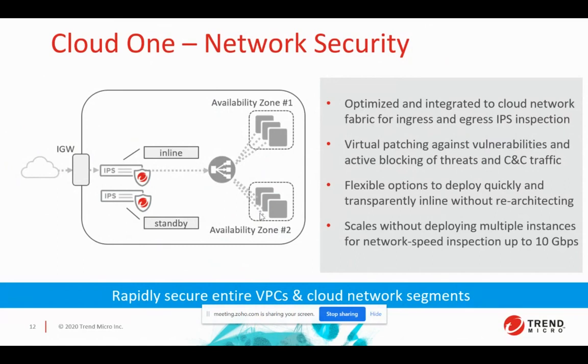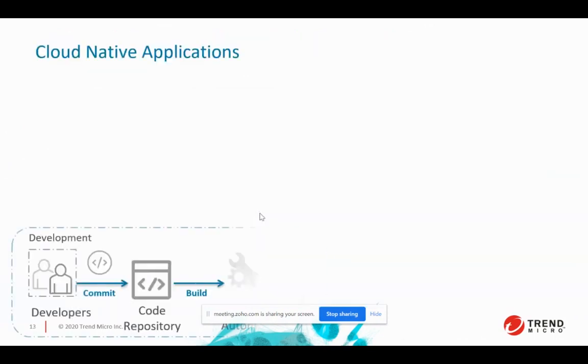It has not only IPS functionality, it has lots of other features also, like vulnerability assessment, virtual patching against vulnerabilities, and active blocking of threats and C&C, and flexible options to deploy quickly and transparently in line without re-architecting, and scales without deploying multiple instances for network speeds up to 10 Gbps. So this is useful to rapidly secure your entire VPC and cloud network segments.